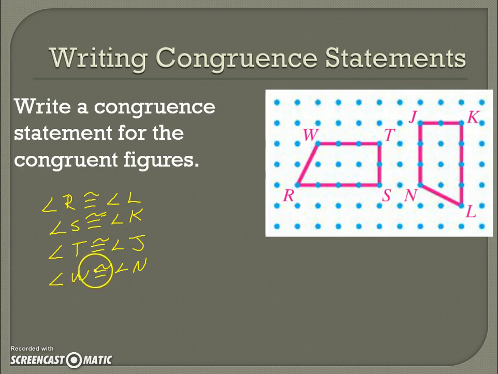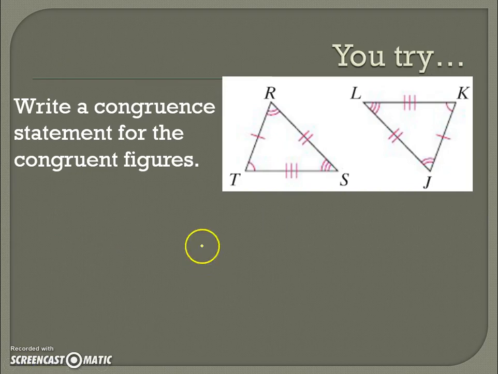Now what I'm doing here is I'm writing out all of the angles that are congruent to one another. And what that does for you is it sets up that congruence correspondence. So if I write it like this, then this right here is my shape. So I would say that RSTW is congruent to LKJN. And it's going to be very important that these things line up. All right, so here's one for you to try. Go ahead and pause. The answer will be up in 3, 2, 1.